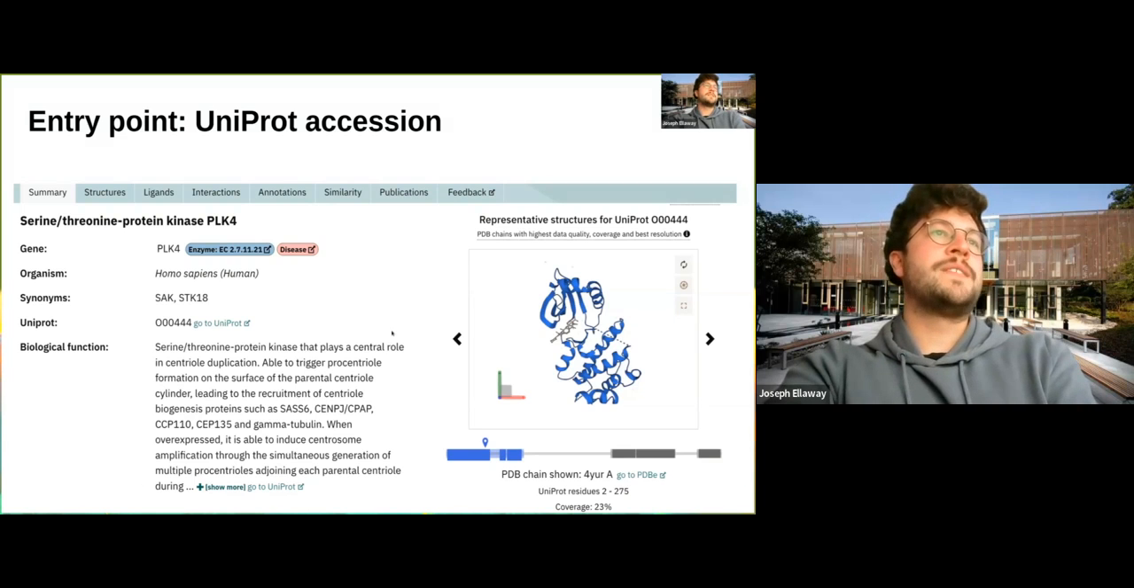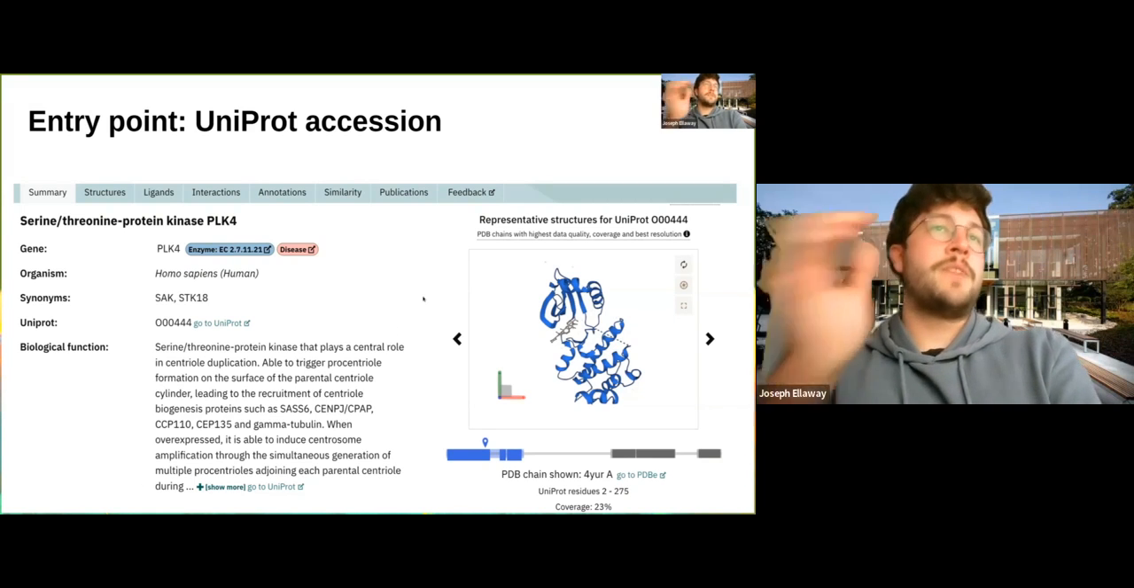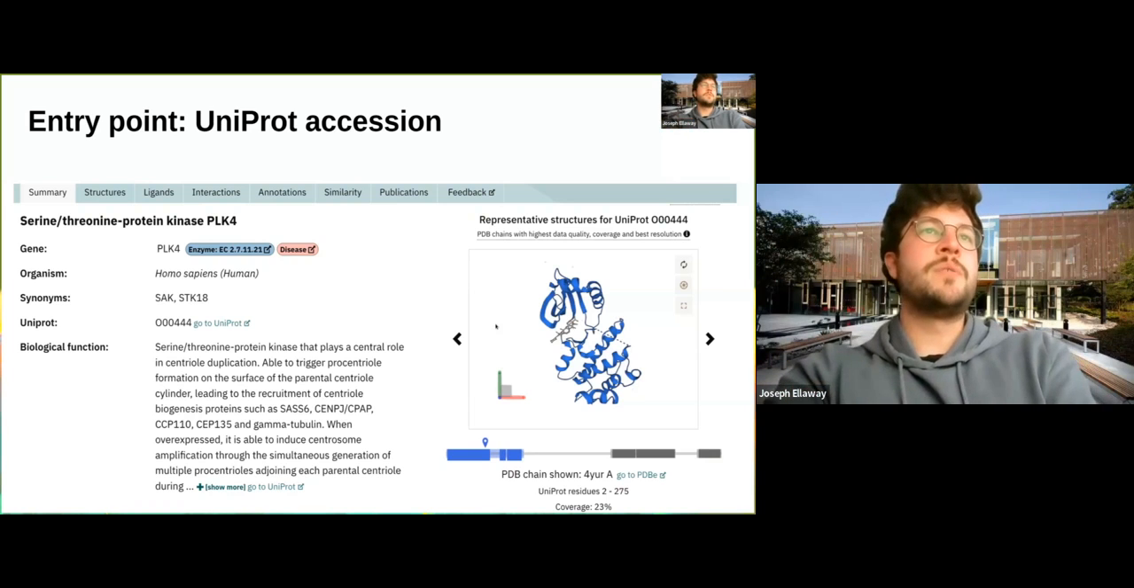And over here on the right-hand side, we have a 3D viewer. This is the Molstar viewer that Marcelo spoke about. And then the regions on the corresponding UniProt sequence that are contiguous to the particular PDB chain that you're currently viewing.